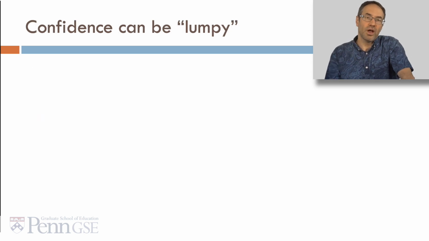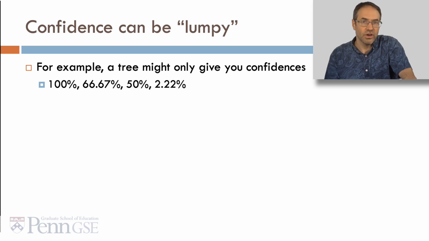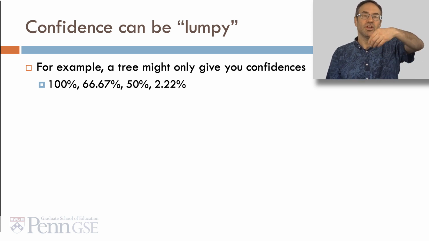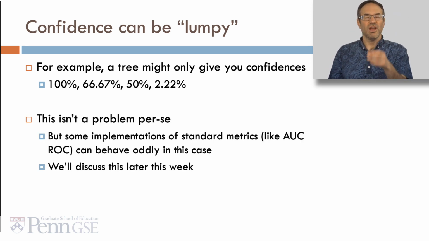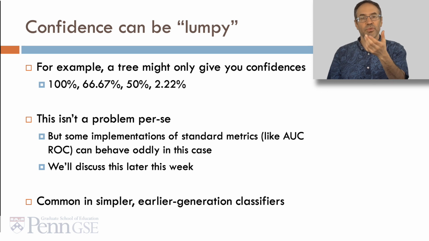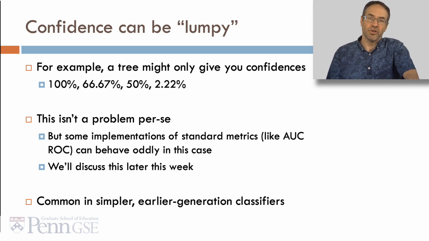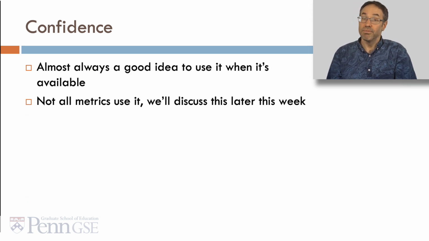Another interesting issue with confidence that shows up more in classic algorithms than more contemporary ones is lumpiness of confidence. For example, a classic decision tree might only give you confidence values of 100%, 2/3, 50%, and 2.22%. This isn't a problem per se, but some implementations of standard metrics, like the implementation of AUC-ROC in R, can behave oddly in this case. We'll discuss this later in the week. As I said, it's common in simpler, earlier generation classifiers. You don't see it as much in some of the more contemporary ones. It's almost always a good idea to use confidence when it's available, but a lot of metrics don't use it, and we'll discuss this later this week.